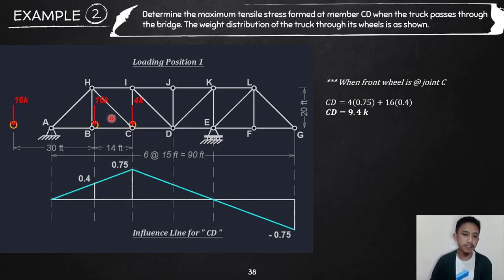But since this is a 14 distance of the front with the intermediate, we cannot say that that is exactly at joint B. So we will not be using the value of joint B, just like what we calculated previously in the example when we established this influence line. Rather, we will calculate the projection of that 14 feet by using ratio and proportion. Of course, that is now algebra, so it's up to you to check this one.